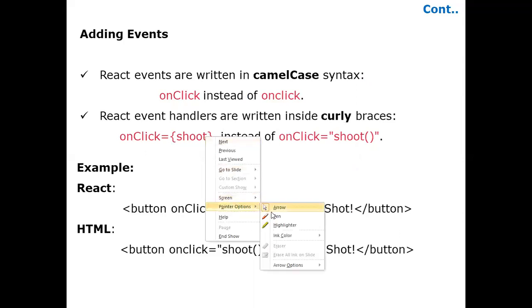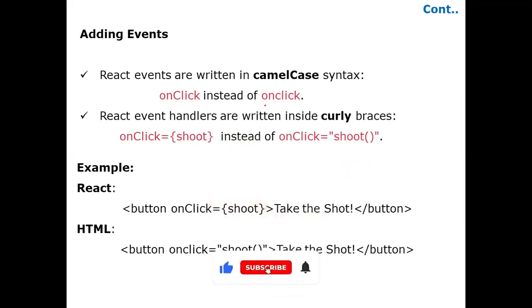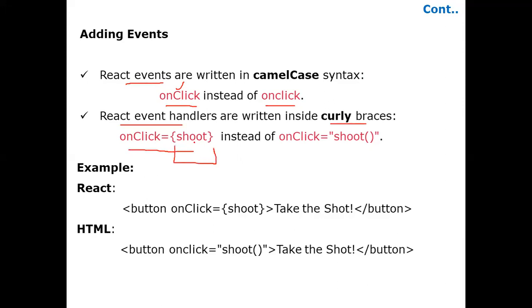Normally in HTML we use onclick, with small letters. Now in React, events are added to the React application with the help of camel case syntax, that is onClick, where C is a capital. And the React event handlers are used with the help of curly braces. Example, onClick equal to shoot. So this is a curly braces, and shoot is an event handler. onClick is an event; whenever the event occurs or is triggered, shoot is the event handler that is going to handle that event.